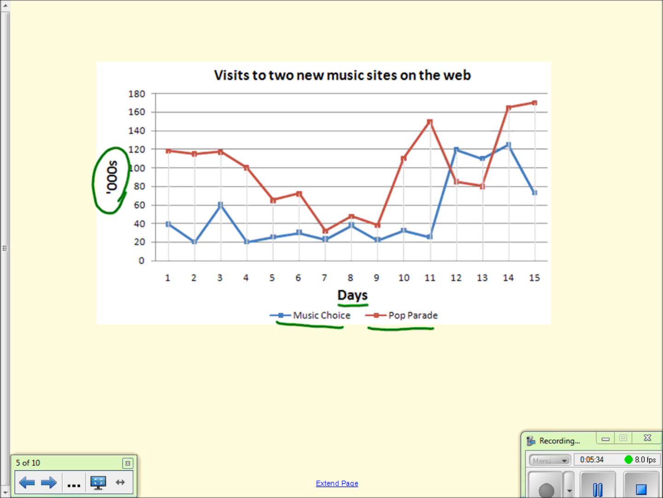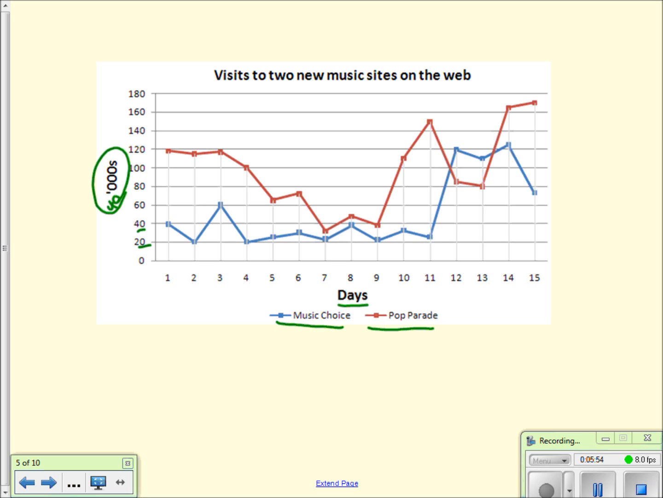it's comma 000. That's telling us it's in the thousands, right? So this 20 here is 20,000. That 20 is 20,000. 40 is 40,000. You put the 40 in front of the comma 00s.